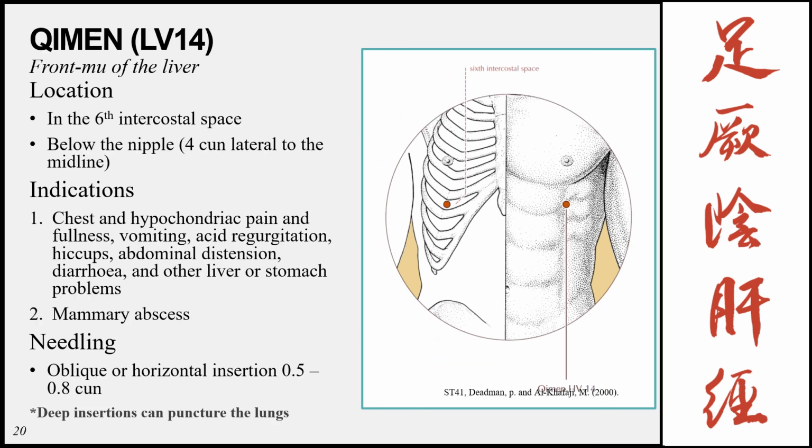The next point is QIMEN, liver 14. So this is the front mu of the liver and is located in the 6th intercostal space. So we'll count down to the 6th intercostal space over here, and it's 4 tsun lateral to the midline. Because this point is the front mu of the liver, you can see in its indications it's all associated to dysfunction of the liver organ. This is symptoms such as chest and hypochondriac pain and fullness, vomiting, acid regurgitation, hiccups, abdominal distension, diarrhea, and other disorders of the liver and stomach.